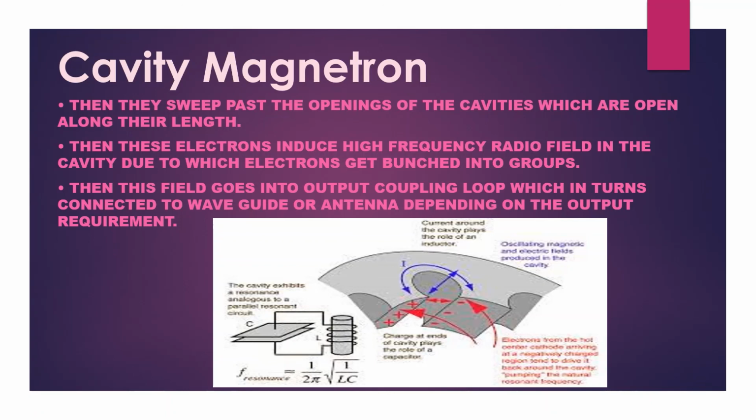As I said, they both are microwave oscillators. That means they will produce oscillation of microwave frequency, and it will be used largely in radar systems, communication systems, and most recently they are used in microwave ovens. Okay, so this is all about microwave oscillation.